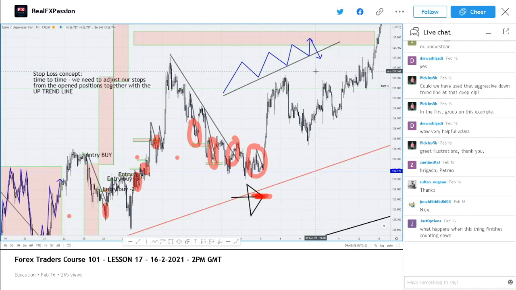Anyway, Magic, this is the answer. The stop loss goes on the pattern traded. Okay? We are trading the uptrend line. Okay?